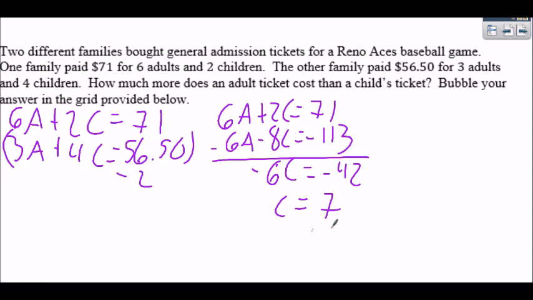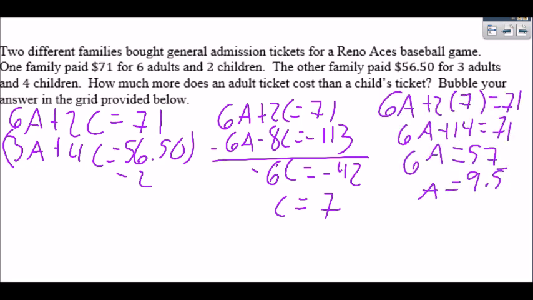So now that I found the cost of children, I'm going to go back, plug it in, and solve for the cost of an adult. So now that I have the cost of an adult and cost of a child, the question said, how much more does an adult ticket cost than a child's? So I'm just going to subtract the cost of the two, and it's $2.50 more.